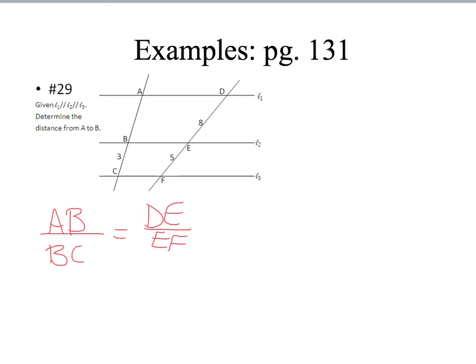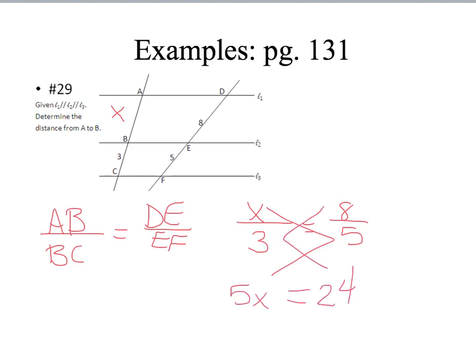So I'm going to call the distance from A to B x and set up my proportion. X over 3 is equal to 8 over 5, and then cross multiply. 5x is equal to 24, and then divide by 5. X is equal to 4.8.